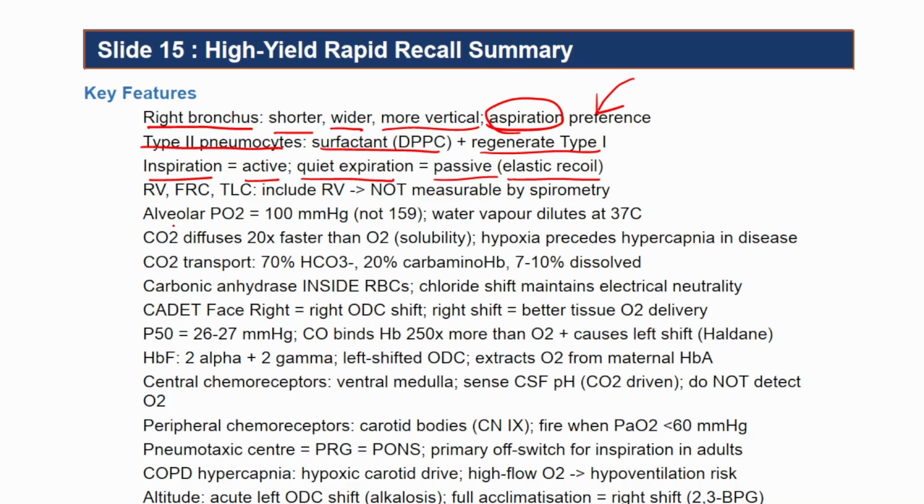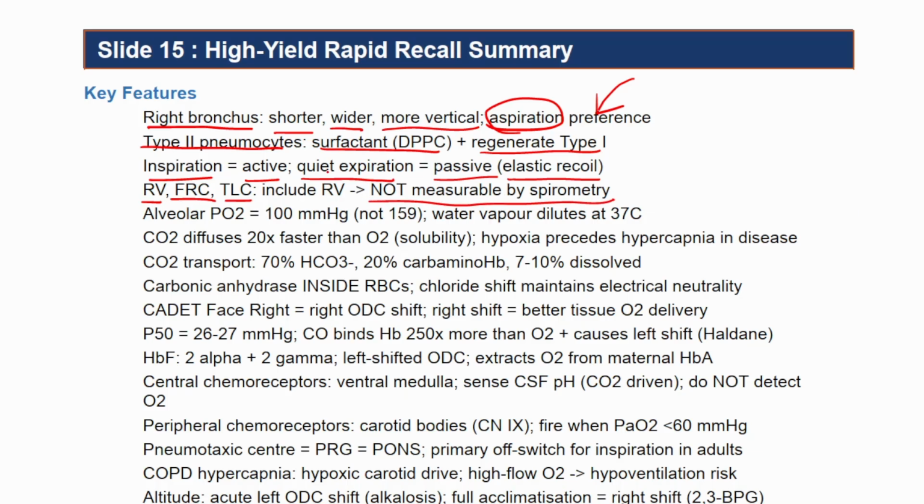Looking at clinical diagnostic metrics, three specific lung volumes cannot be directly measured by standard static spirometry. They are RV, residual volume, functional residual capacity, and total lung capacity. Because FRC and TLC both mathematically include residual volume, you must use a specialized technique like helium dilution to calculate them. That's why it's written: not measurable by spirometry.